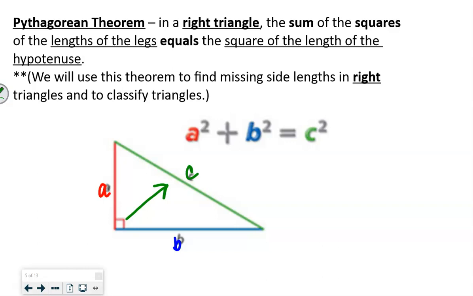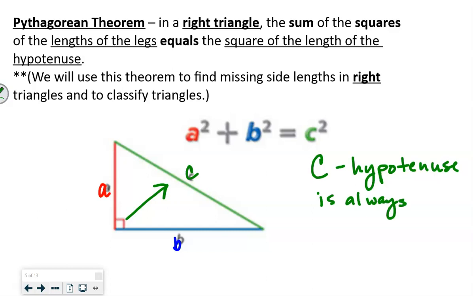Here's the other thing I want you guys to know: C, which is the hypotenuse, is always the longest side. Whatever we're going to do, we're always going to reference the longest side as C.